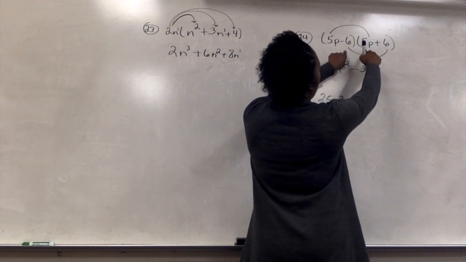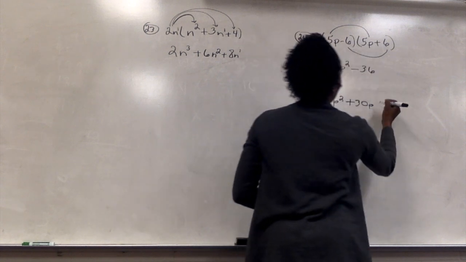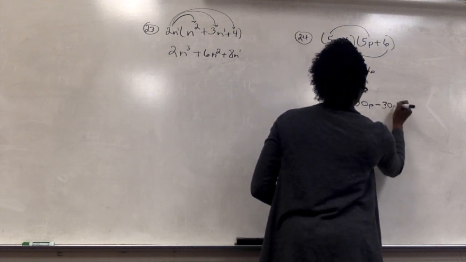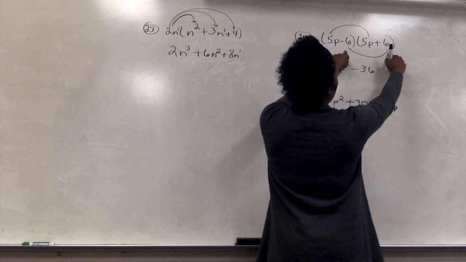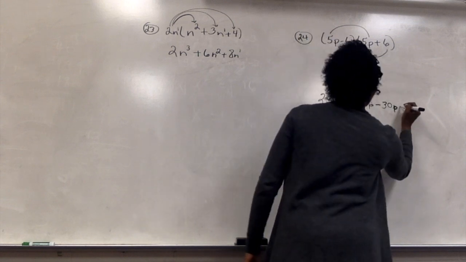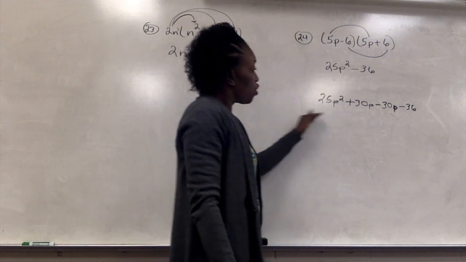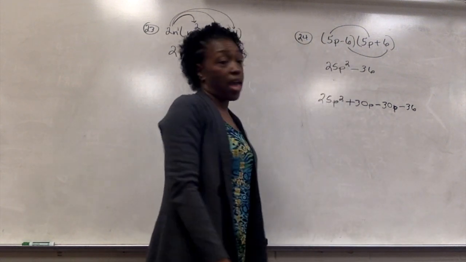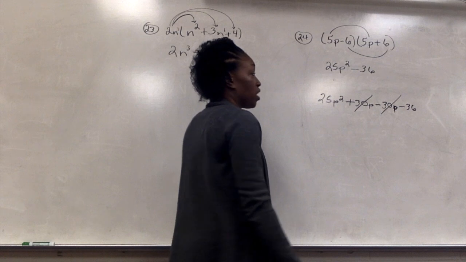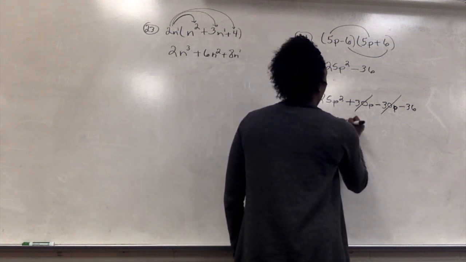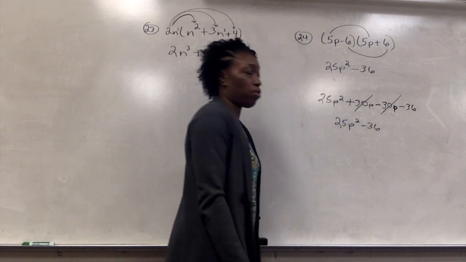Inside would be the 2 inside terms, which is negative 6 and 5p, which is a minus 30p. And then last would be my minus 6 and my plus 6, which would be minus 36. So if you did your FOIL method, this is what it will look like. And again, we're going to add like terms. In this case, remember they're opposites of each other, so they cancel out. And your final answer is 25p squared minus 36.